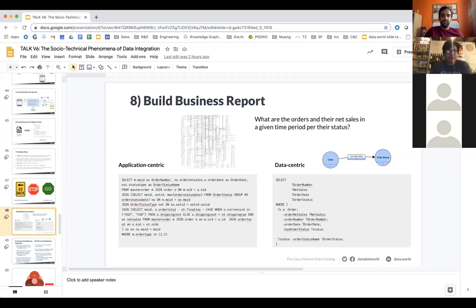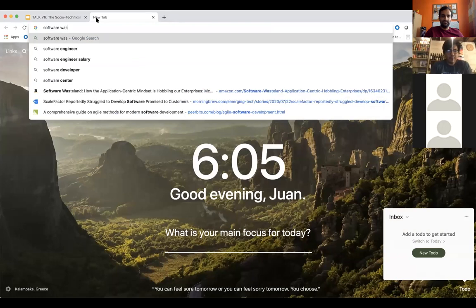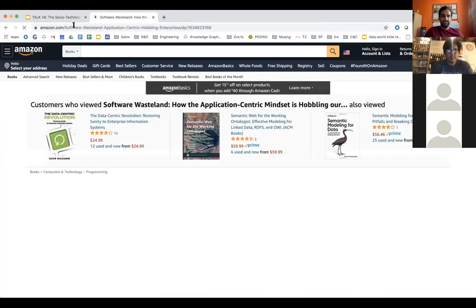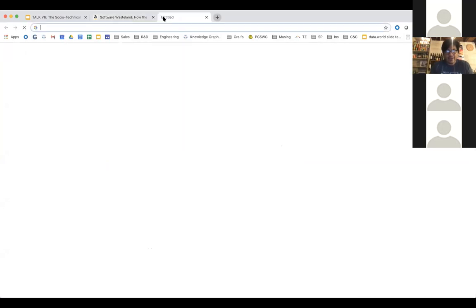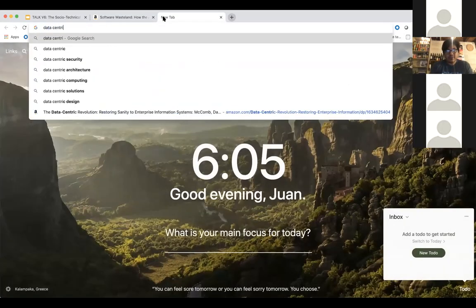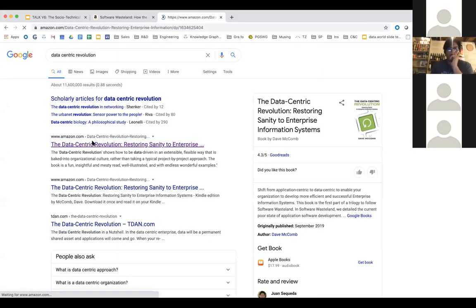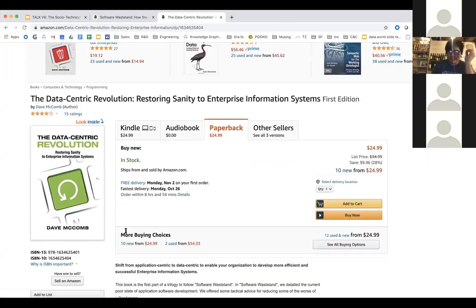So I always recommend people two books to look at. One is Software Wasteland. This book really describes the problems of this application-centric mindset. And then the author has a follow-up called The Data-Centric Revolution. I highly recommend these two books. They're not academic scientific books, but if you look at this stuff, you'll get ideas.